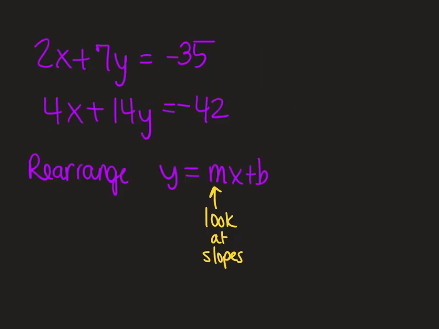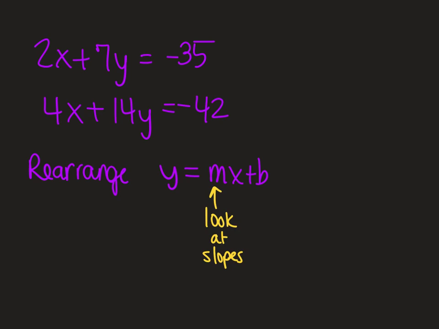All right, let's try these two questions. Well, really one question, these two equations. We have 2x plus 7y is equal to -35. 4x plus 14y is equal to -42. They want to know, are these parallel, perpendicular, or neither? So, our steps are we need to rearrange so that they both say y equals mx plus b. Then I can look at the m's, and see if the m's match, or the m's are opposite reciprocals, or the m's are neither.